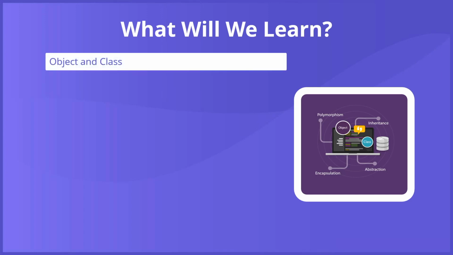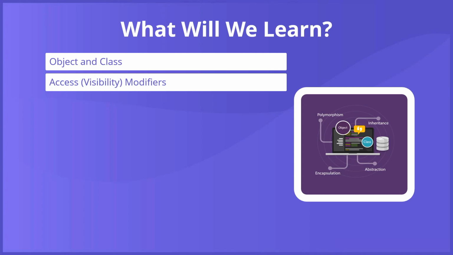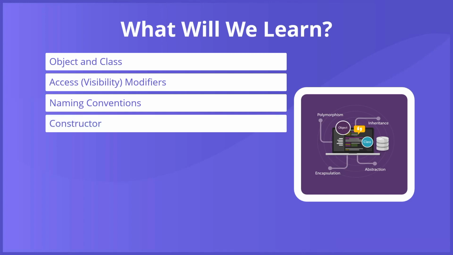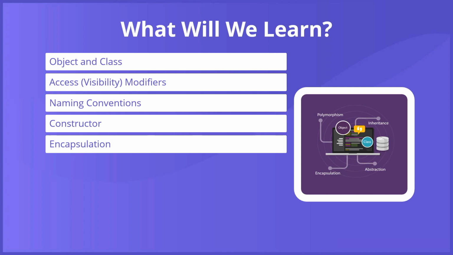First, we will talk about object and class. Then we will talk about access or visibility modifiers. Then we will talk about naming conventions. Then we will talk about constructor. Then we will talk about encapsulation.